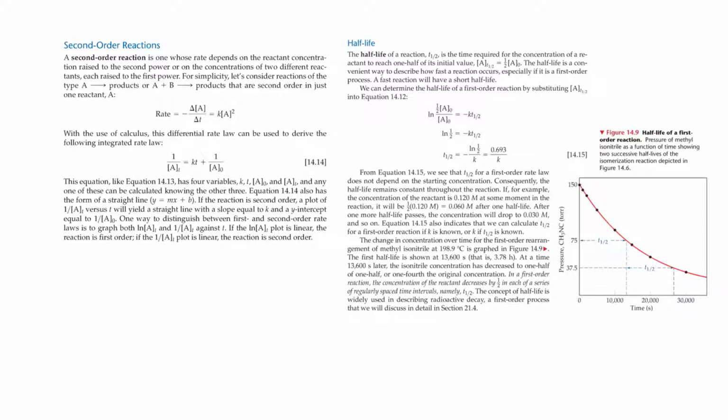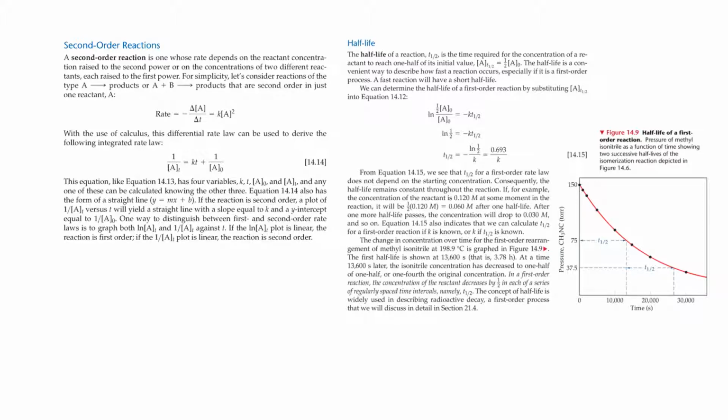If, for example, the concentration of the reactant is 0.12 molar at some moment in the reaction, it will be just 1/2 of that after one half-life. After another half-life passes, the concentration will drop to 0.03 molar, and so on. Equation 14.15 also indicates that we can calculate the t sub 1/2 for a first-order reaction if k is known, or k if t sub 1/2 is known.